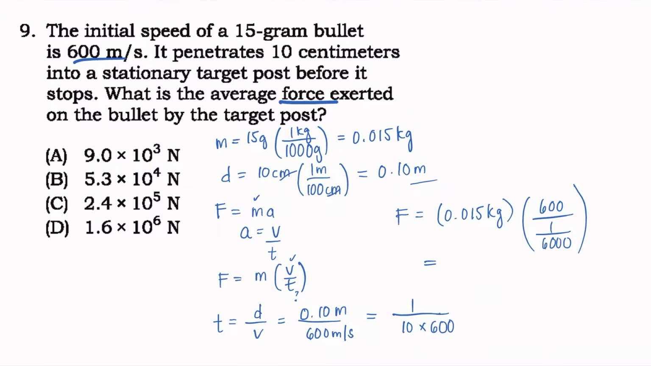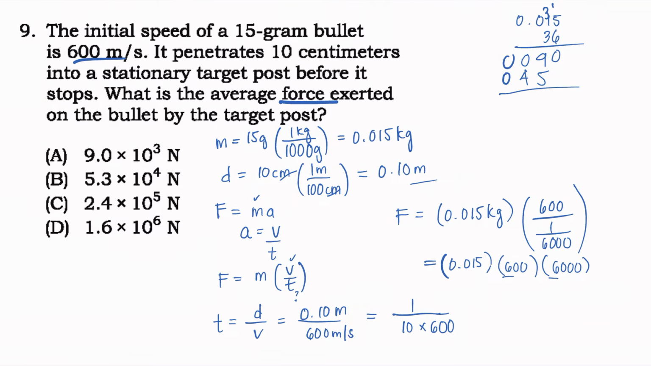This can also be written as 0.015 times 600 times 6,000. Alam natin na 6 times 6 is equal to 36, diba? So, yun muna yung isolve natin. 0.015 times 36. Tapos mamaya na natin idagdag yung mga 0. 5 times 6, 30. 6 times 1 is equal to 6 plus 3, 9. 0, 0. 3 times 5, 15. Carry 1. 3 times 1 plus 1 pala. And then 3 times 0 is equal to 0.